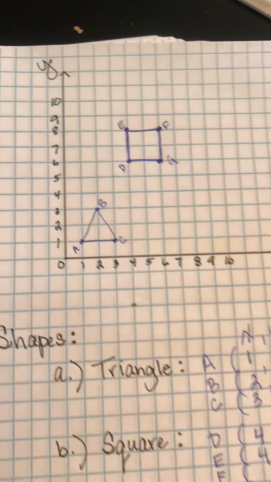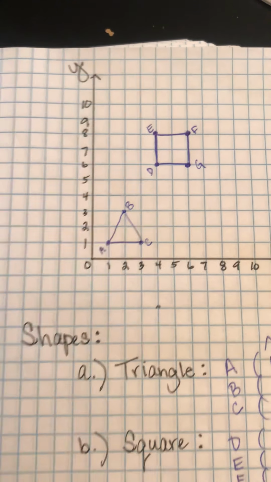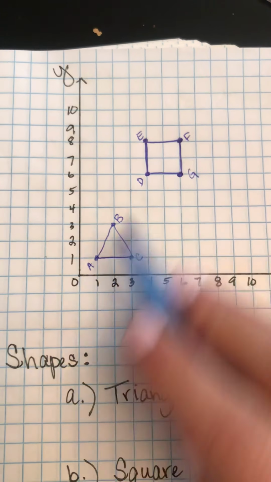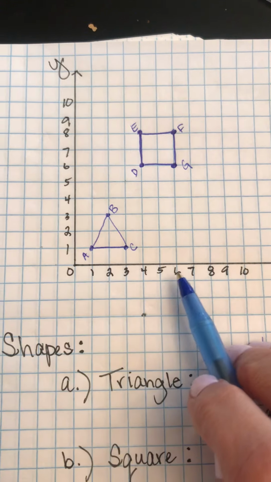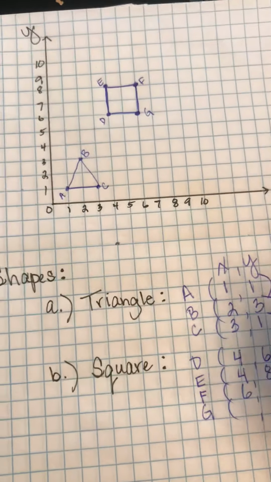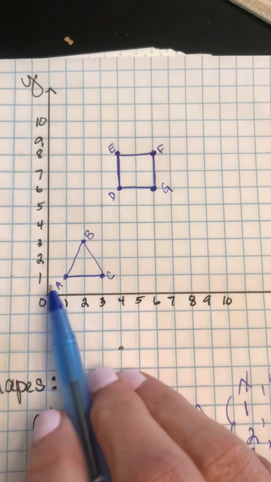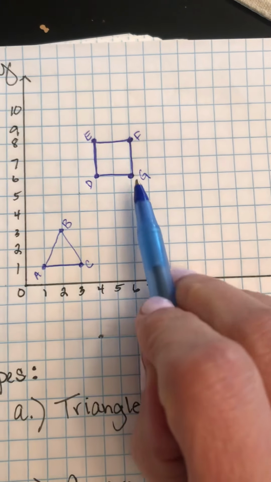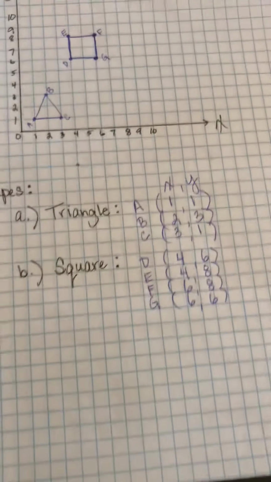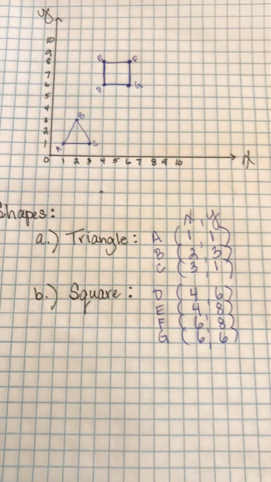Let's do G or E. Oh, wait a second. D, E, yeah, let's do F. Okay, so we're gonna go find F, is up there. We're gonna go over to 6 and up to 8. 6, 8. And then our G is 6, 6. Over 6, up 6. And there we go. There are the 4 points for our square.